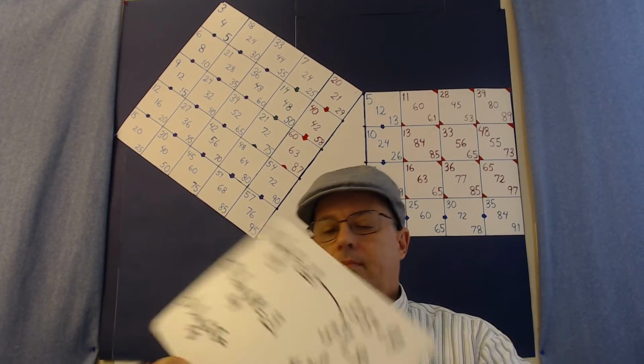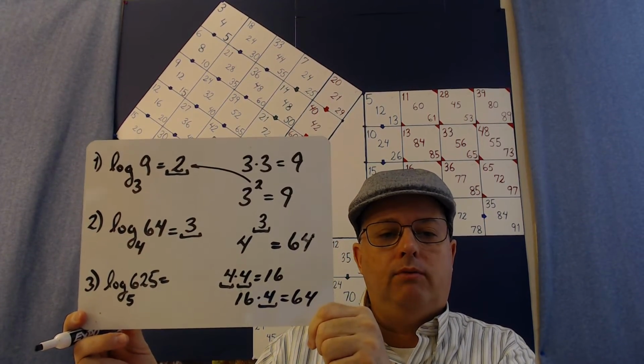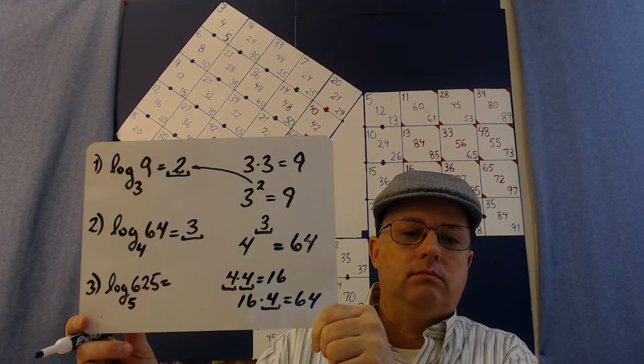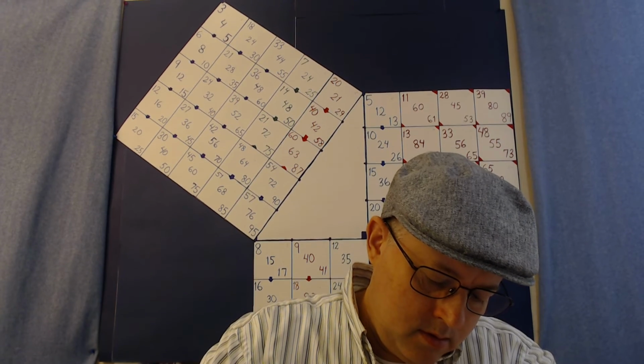Okay, let's do a few more. Trying to get into a rhythm on our logarithms. All right, so log base 5 of 625. Well, what power of 5 is 625? Maybe we need to look at this a little bit further. Log base 5 of 625.